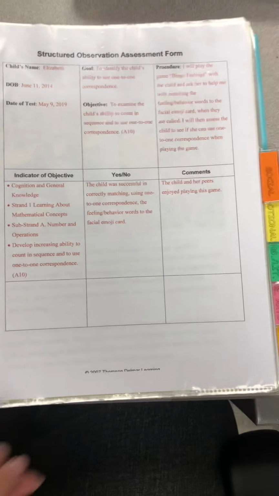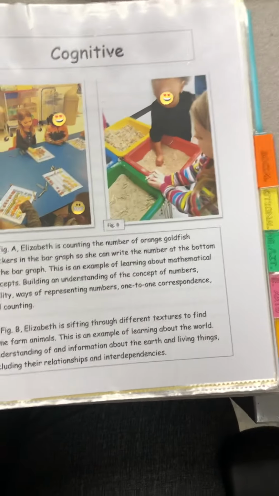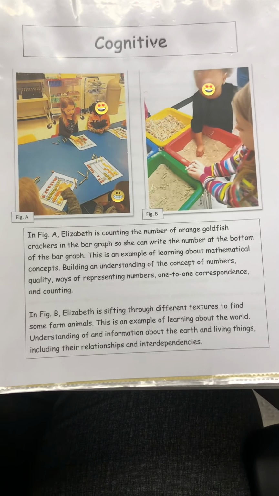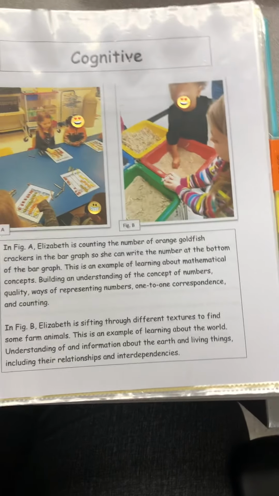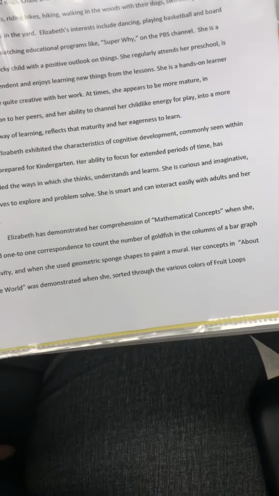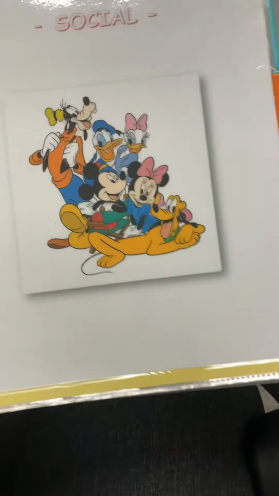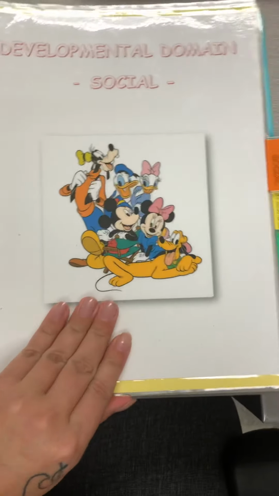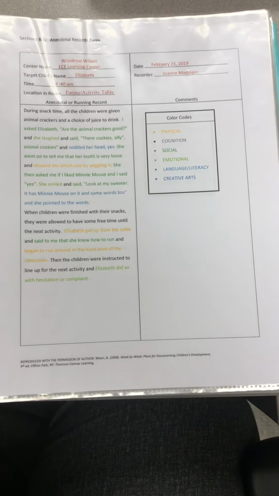There's a structured observation, visual documentation with the caption that says what they're doing and what domain and strand they're learning, and a summary report. And then we go to social. I'm not going through every domain because it's the same thing. It's 5 anecdotal records, 1 checklist, 1 structured observation, 1 visual documentation, and 1 summary report.